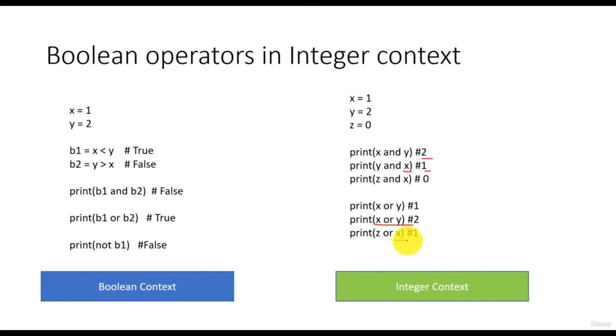To summarize, in this chapter we discussed the Boolean variables which can take the Boolean values. We discussed the logical operators which work on the numerical values, do the comparisons and return the Boolean values. We also discussed the operators AND, OR and NOT in the Boolean context. And finally, we discussed the operators AND and OR in the integer context.